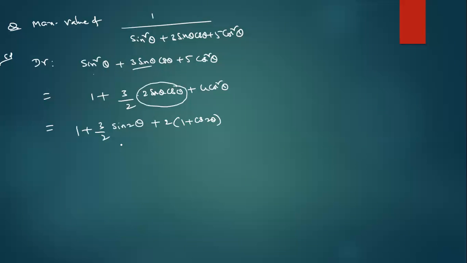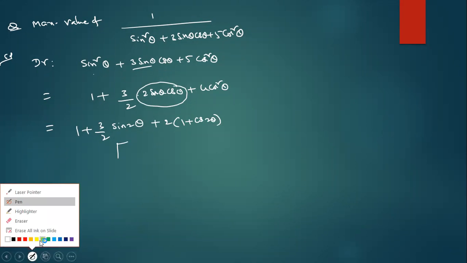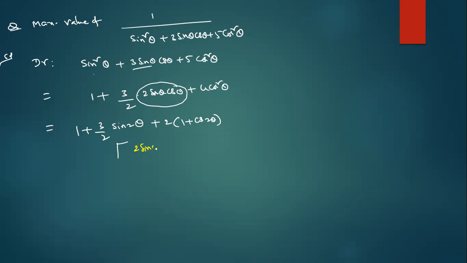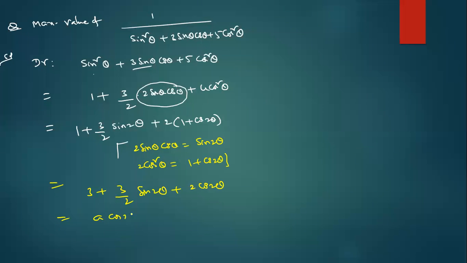That's what I'm saying, everyone. I'm writing the formula, dear students. 2 sin theta cos theta is how much? So 2 cos square theta. So I'm using these two formulas. Fine. What is required? 1 plus 2, so 3. 3 by 2 sin 2 theta plus 2 cos 2 theta. This looks like A cos 2 theta plus B sin 2 theta plus C. Anyone, what is the range of this one? Anyone remembering?